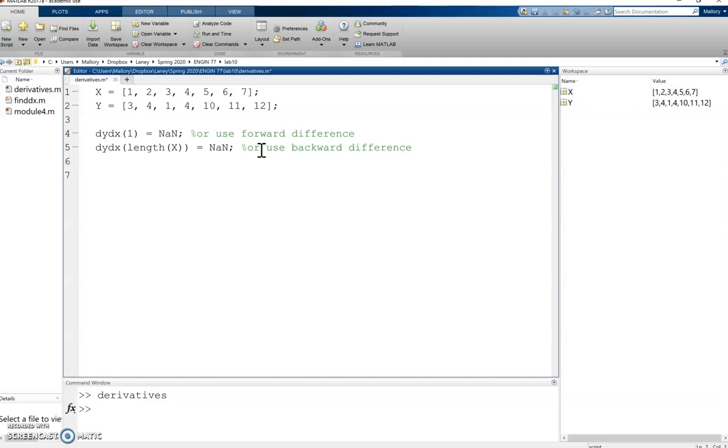Next, I'm going to have a for loop that says for i equals, I'm going to start at the second point and go to the second to last point. So one way that I can do that is I could write the length of x minus 1.